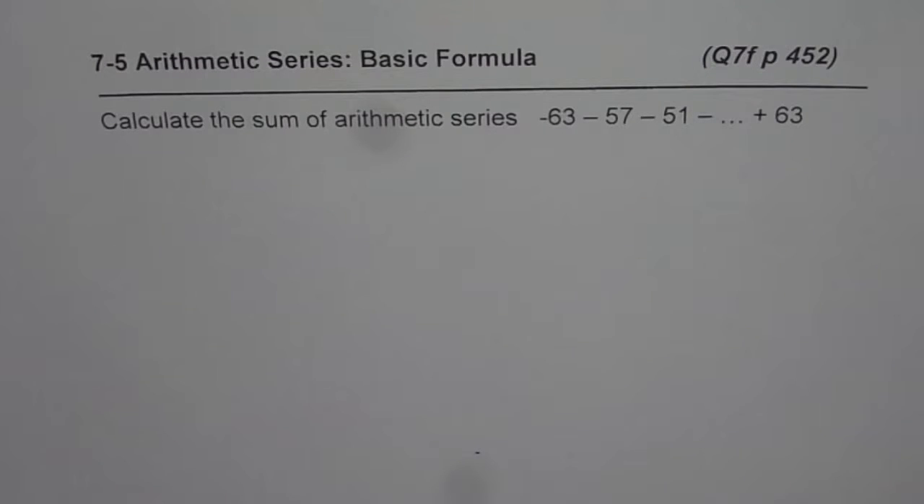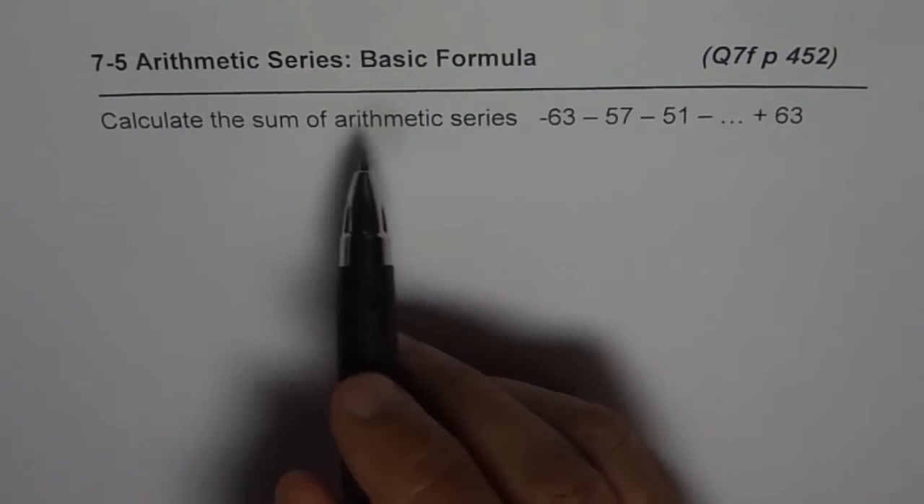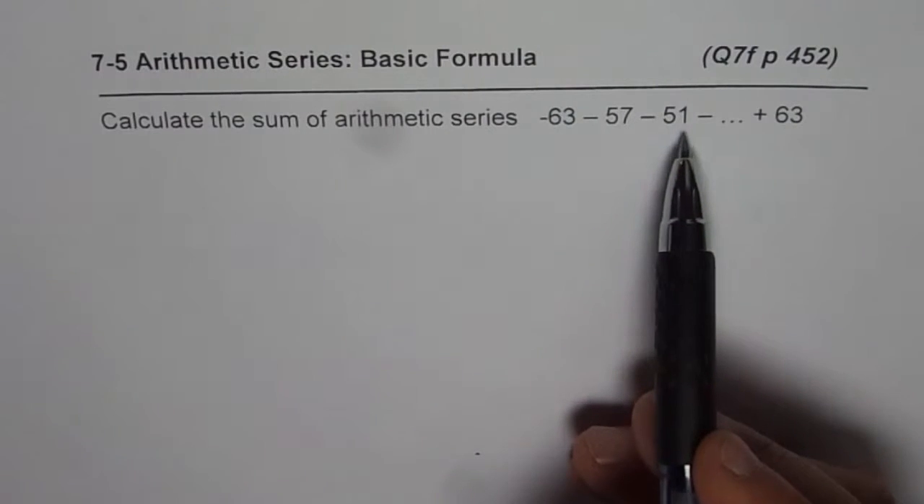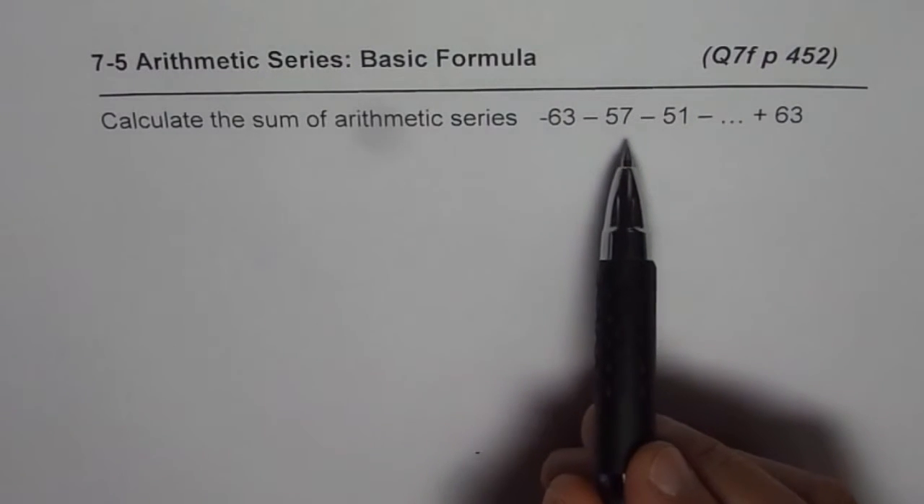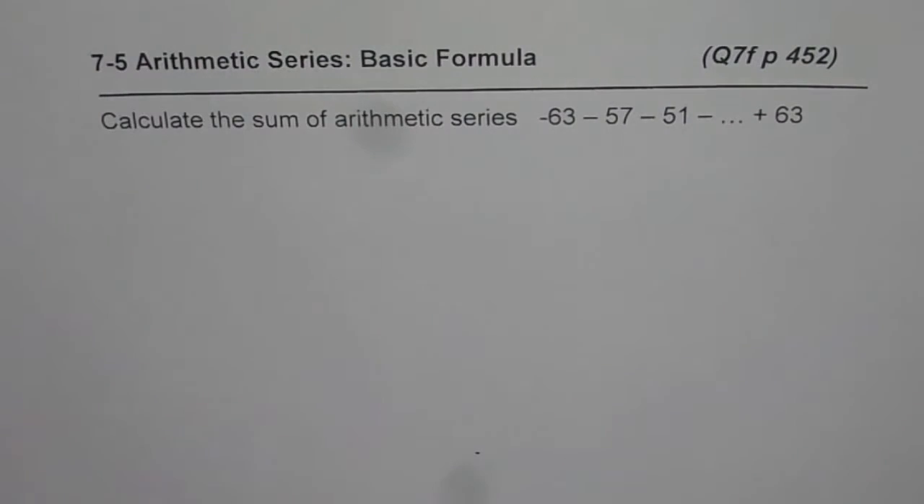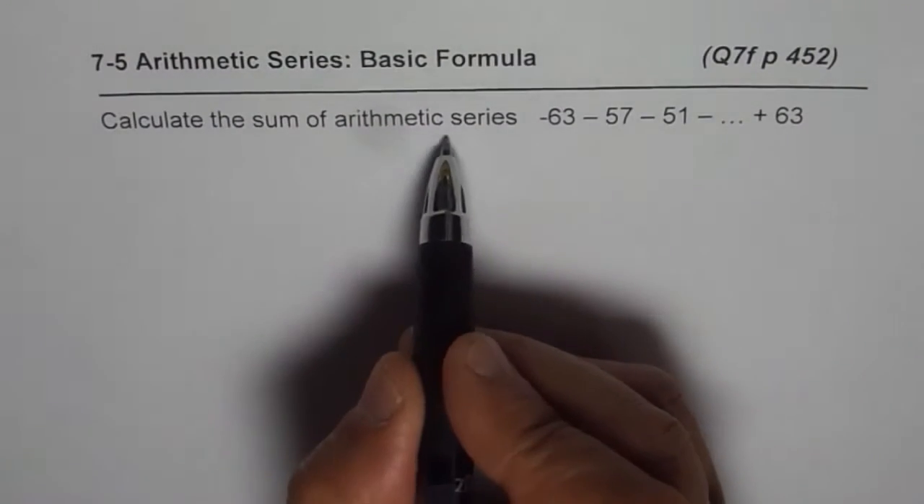The question is, calculate the sum of arithmetic series minus 63, minus 57, minus 51 till 63. Now, we know that this series is arithmetic. It is already mentioned, right? That means there has to be a common difference. So in this particular question, you may or may not show that this is arithmetic series, okay? Because it is already mentioned, right?